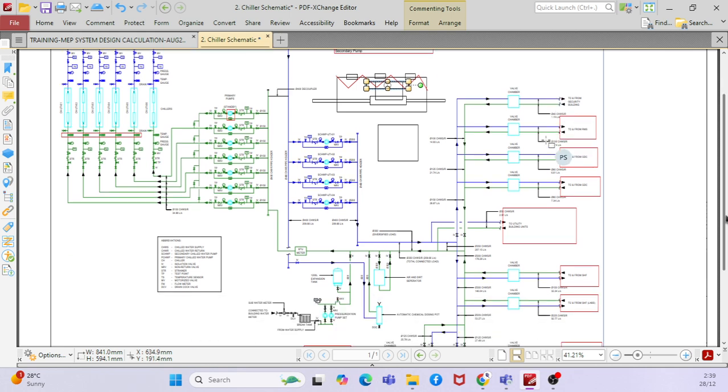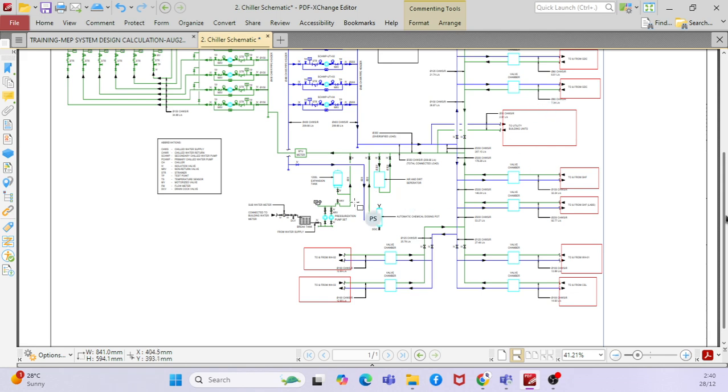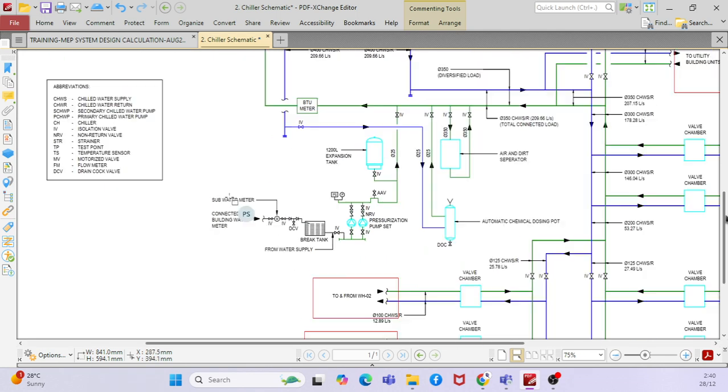Okay. Then if you go further down, apart from the chiller, primary pump, secondary pump and building side pump, you have additional devices, additional equipment, where you can see there is an air and dirt separator. Whatever air or dirt is in the system will be taken away by means of the air and dirt separator, right? The water will pass through the air and dirt separator.